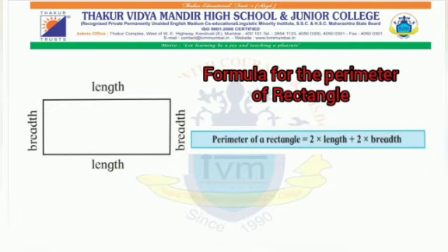Students, let us understand the formula for the perimeter of a rectangle. As you can see in the picture, a rectangle is given over here. Perimeter of a rectangle equals 2 into length plus 2 into breadth. As you can see, there are 2 times breadth and 2 times length. So it makes a formula: perimeter of rectangle equals 2 into length plus 2 into breadth.